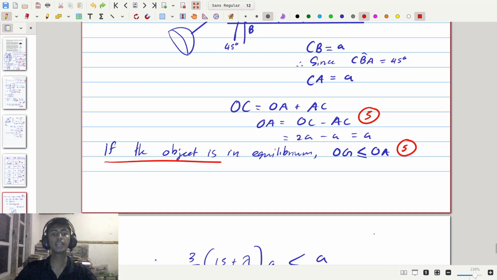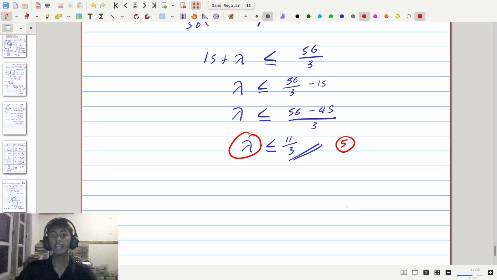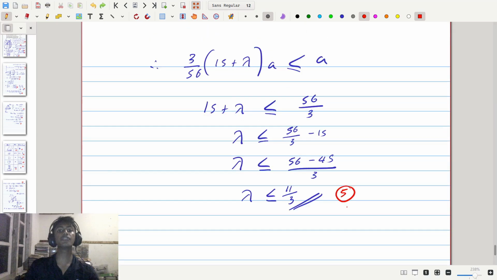So when you say if the object is in equilibrium, then OG is less than or equal to OA, you get 5 marks. And after that, when you then substitute the value of OG and OA and simplify down to eventually get that lambda is again less than or equal to 11 over 3, you get another 5 marks. And that is the end of the question.